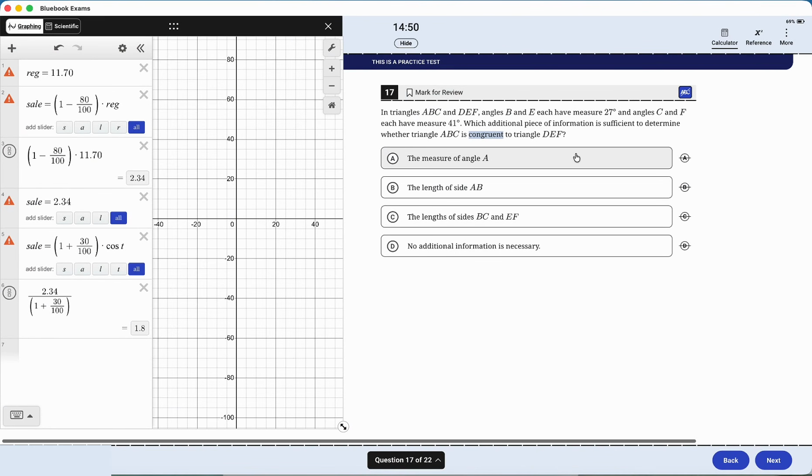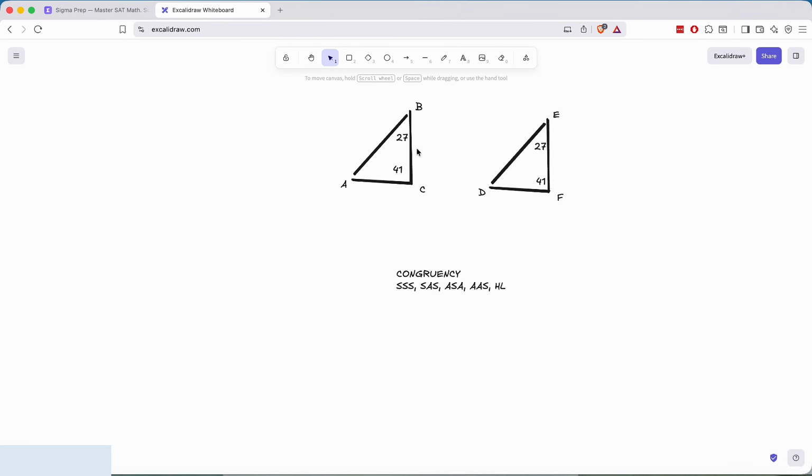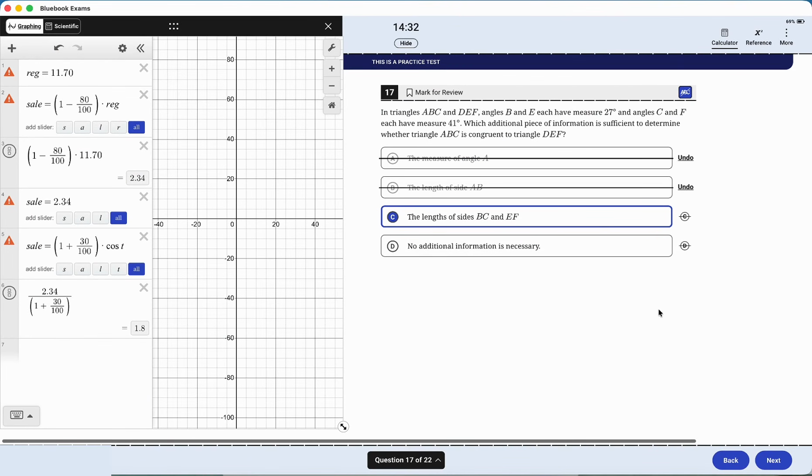And so, yeah, just knowing angle A is not enough, right? Because it's got to be about the sides. Just knowing AB wouldn't be enough because you need to know the other side. So here it is, the sides BC and EF, right? We can see those are the ones that correspond to each other. If you knew these sides, you'd be able to tell whether they're congruent because of angle-side-angle or not, right? So that's it.